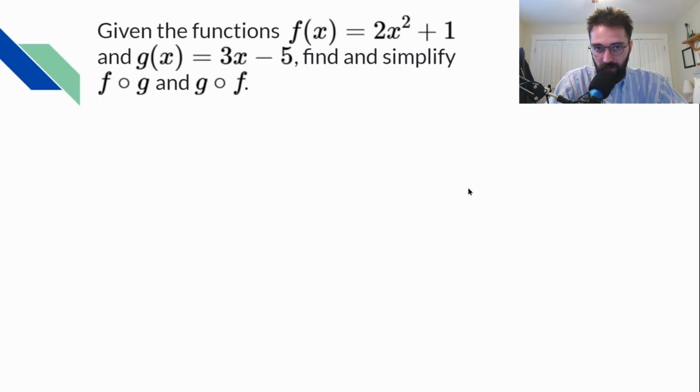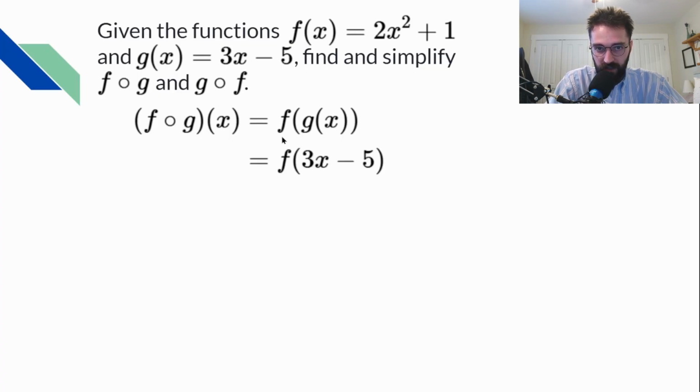In this example, we're going to get into some function composition. Given the functions f of x equals 2x squared plus 1 and g of x equals 3x minus 5, find and simplify f circle g and g circle f. f circle g, that's when we take g of x and we use it as the input for the function f. So we have f of g of x, which is f of 3x minus 5. That's what we're doing.